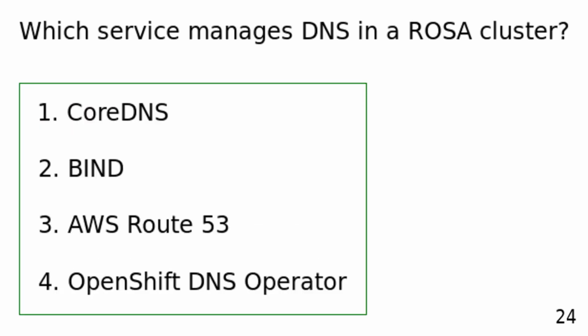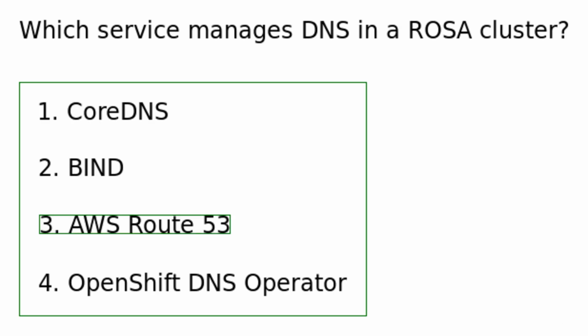Which service manages DNS in a ROSA cluster? Core DNS. Bind. AWS Route 53. OpenShift DNS operator. ROSA uses AWS Route 53 to manage DNS, providing highly available and scalable domain name system web service.